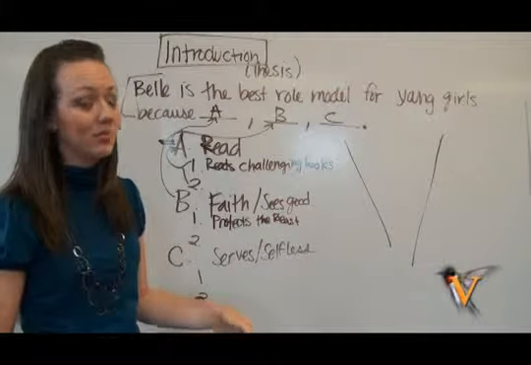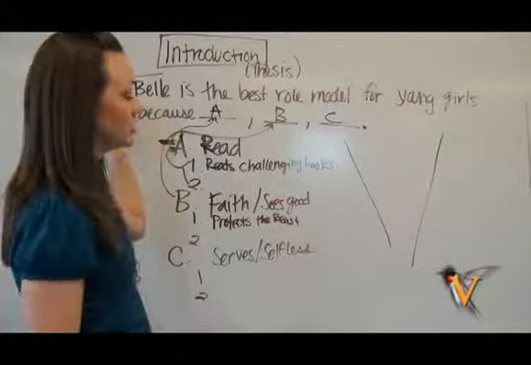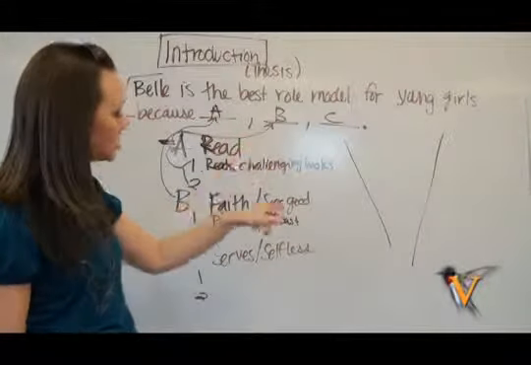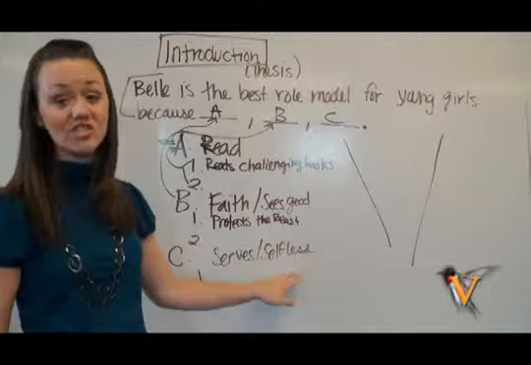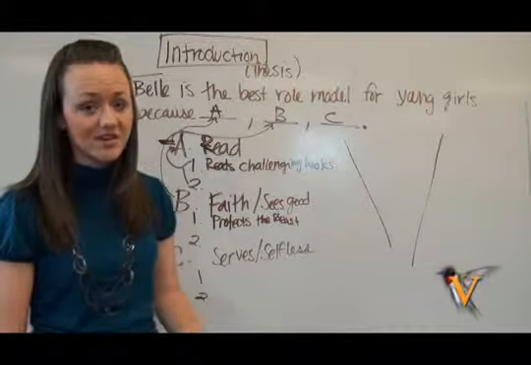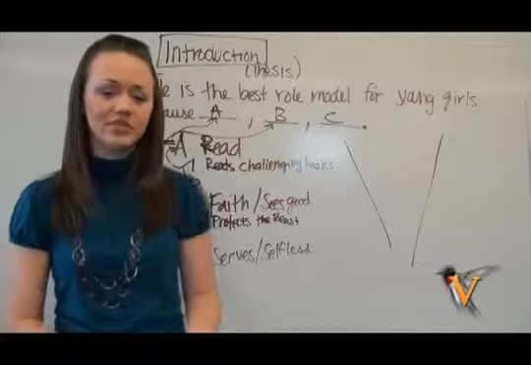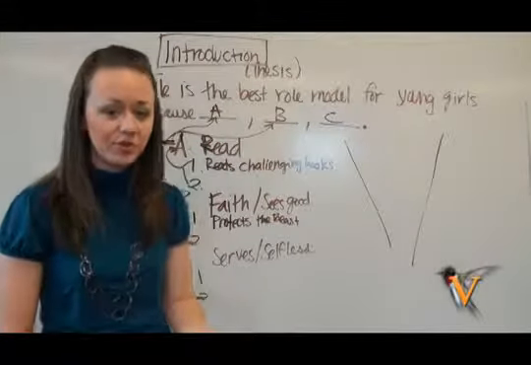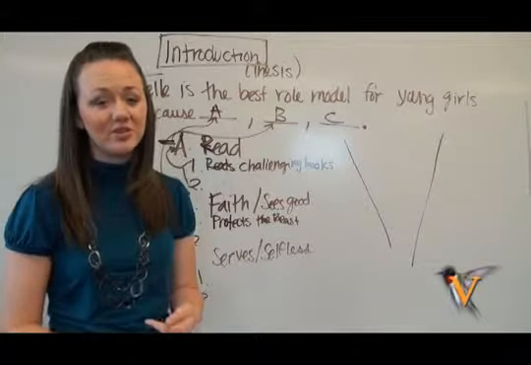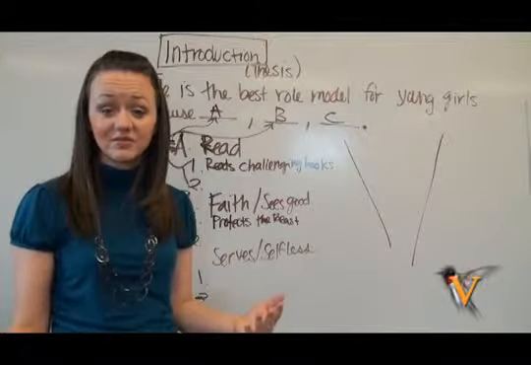Then, after you've done all of this at the bottom, that's when you write out your conclusion, where more or less you go back to this introduction and say, okay, so because Belle reads, and because she sees the good in other people, and because she's selfless, that makes her a very good role model for young girls compared to Ariel, who is very selfish, or Sleeping Beauty, who doesn't do anything, or Cinderella, who is maybe a little bit lacking in self-confidence.